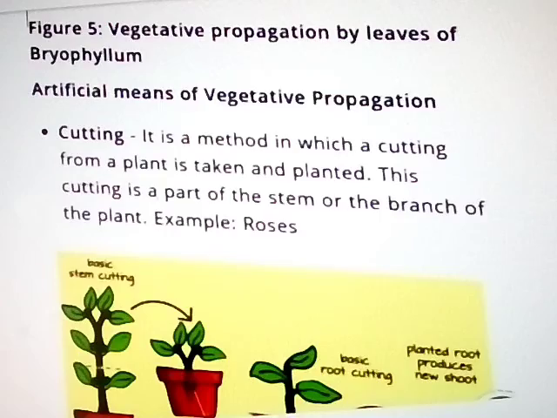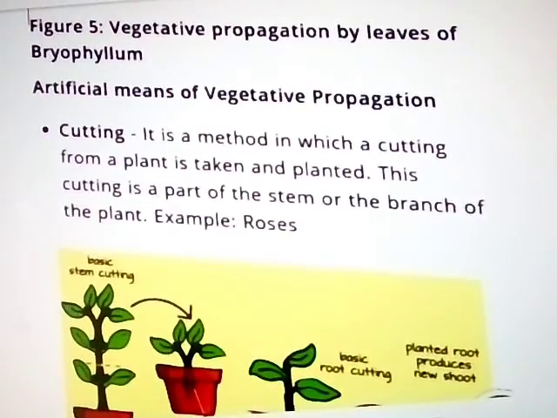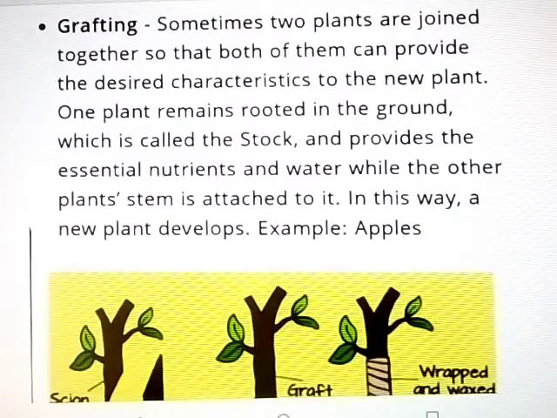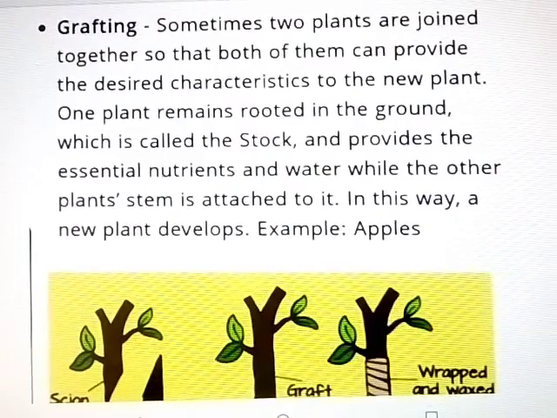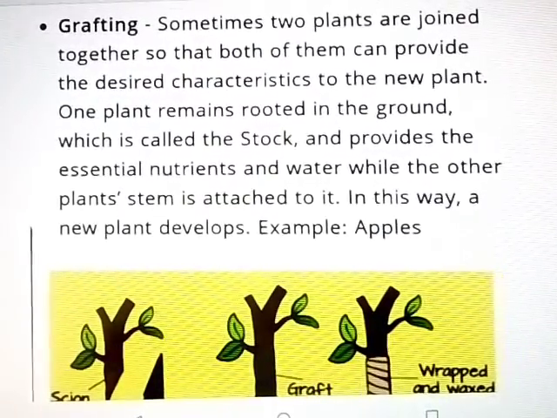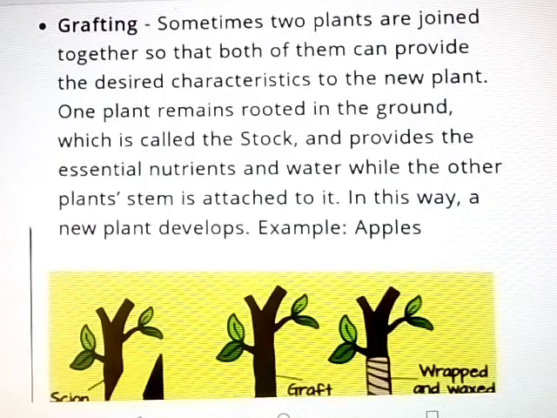Artificial means of vegetative propagation. Cutting. It is a method in which a cutting from a plant is taken and planted. This cutting is a part of the stem or the branch of a plant. Example: roses. Grafting. Sometimes two plants are joined together so that both of them can provide the desired characteristics to the new plant.